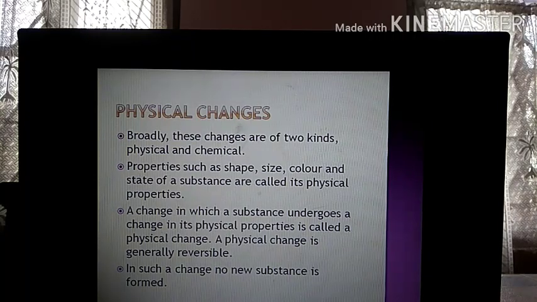Okay, like for example, when you make ice from water, right? So ice is a new substance, but it is not so new a substance that you cannot get back the water again. Okay, so ice and water have the same chemical composition. It doesn't change. So in physical change, the chemical composition of a substance does not change. That is why you can get back the original substance again.